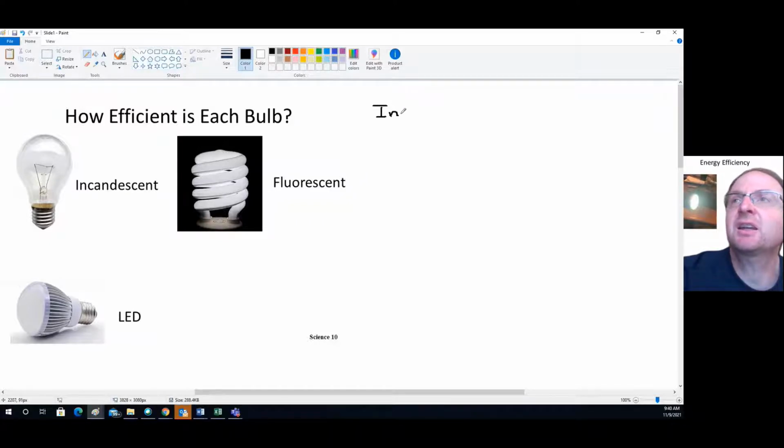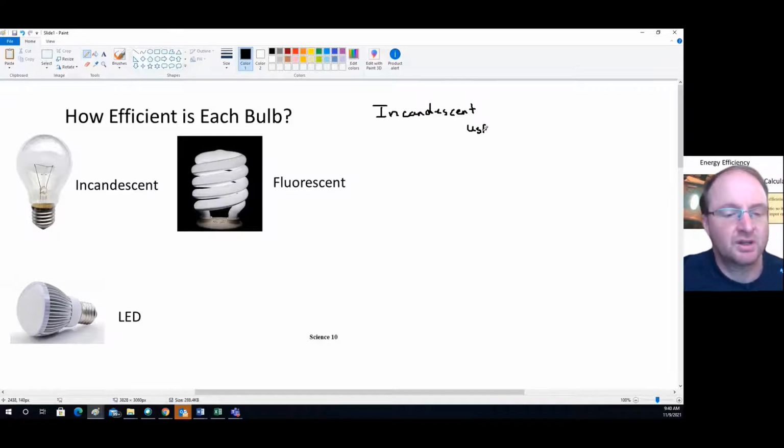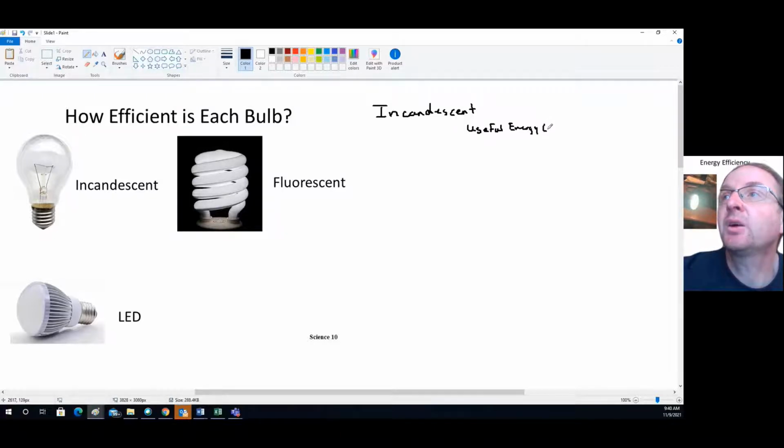An incandescent light is the old style. These are still around and you can still buy them, but they're very inefficient, as you'll see. Basically, if we look at the useful energy output of them and compare that to, or divide that by, the total energy input. And as we were just saying, there's no way that these can ever be 100% efficient.